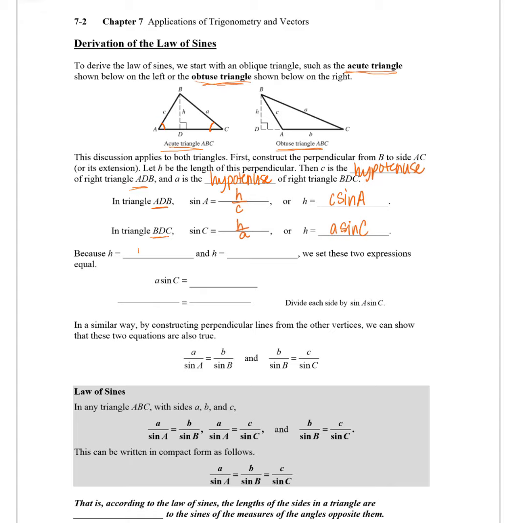Because H is equal to C sine of A and A sine of C, we can set these two expressions equal to each other. So that means A sine of C is equal to C sine of A. Remember, the lowercase letters describe the lengths of the sides and the uppercase describe the measures of the angles. And then I'm going to rewrite this.